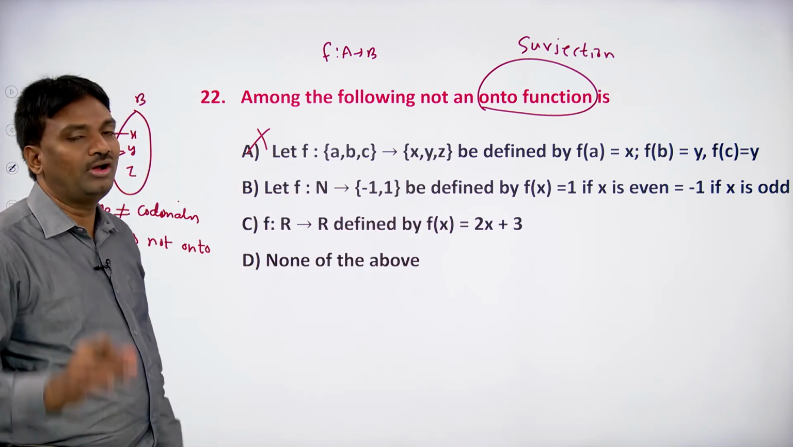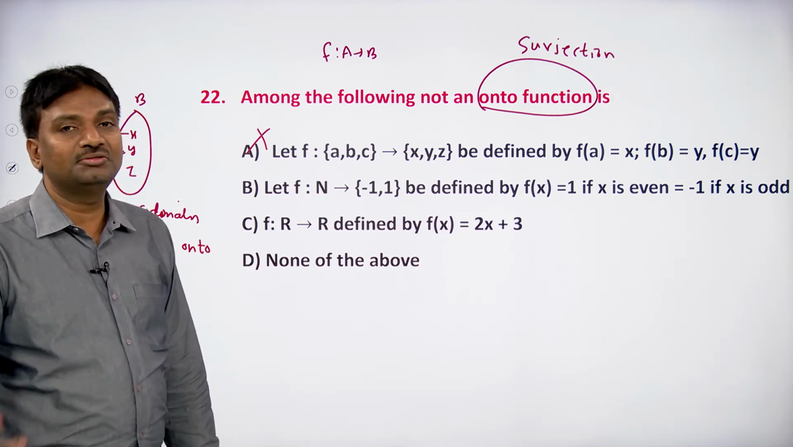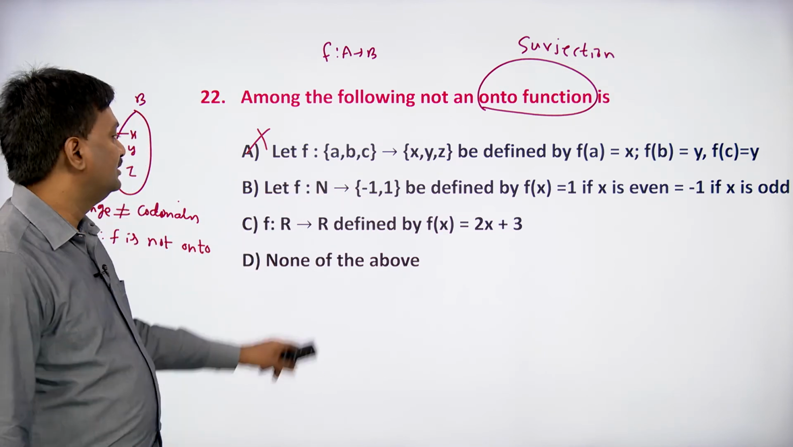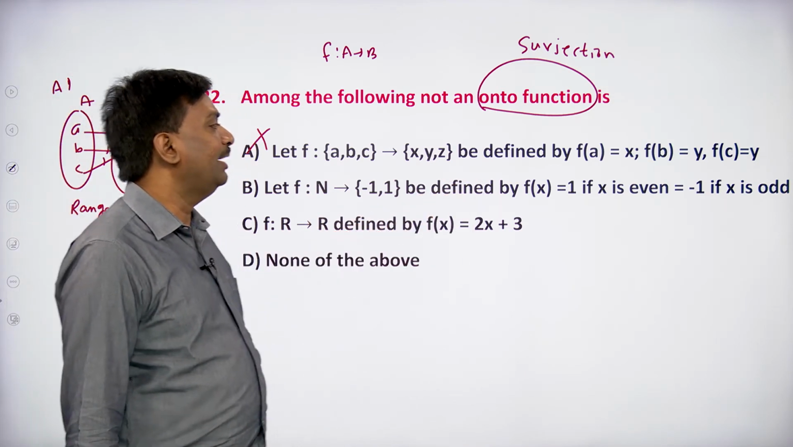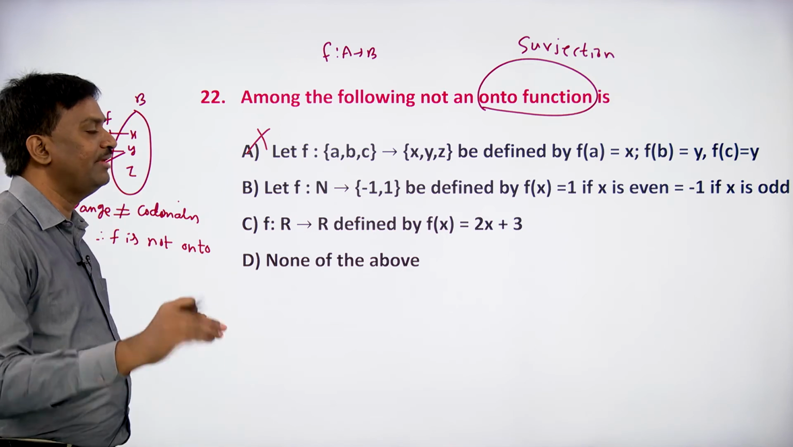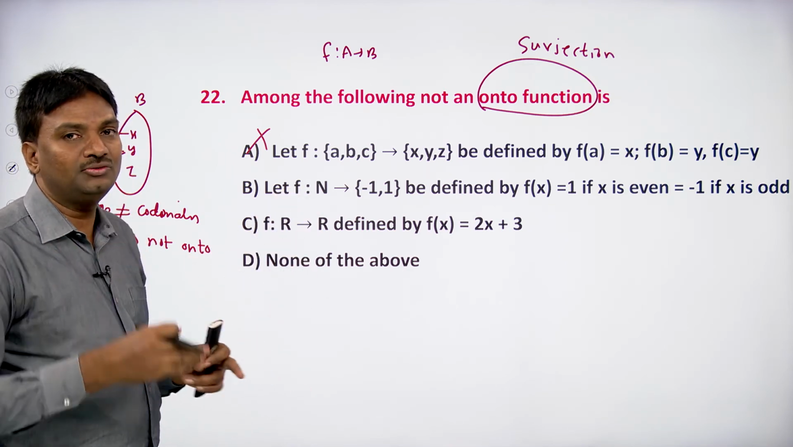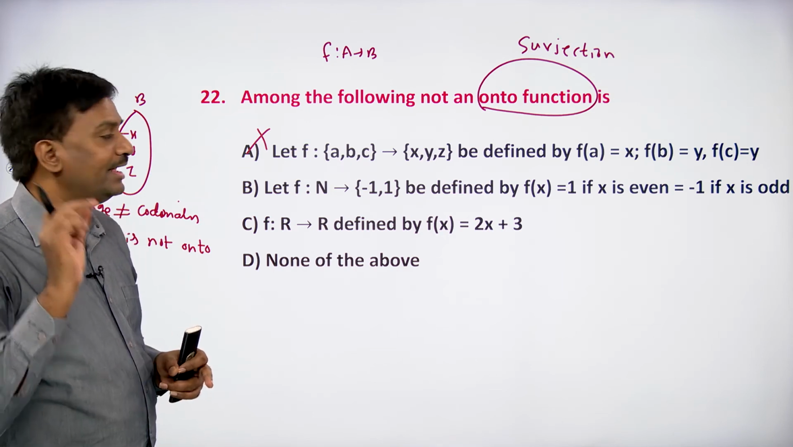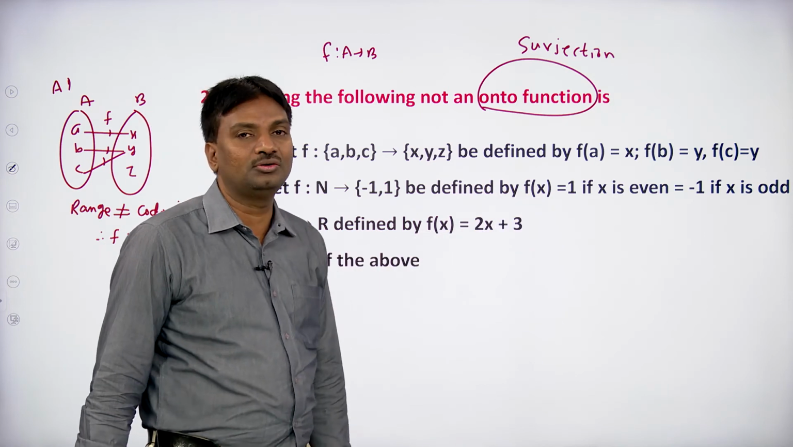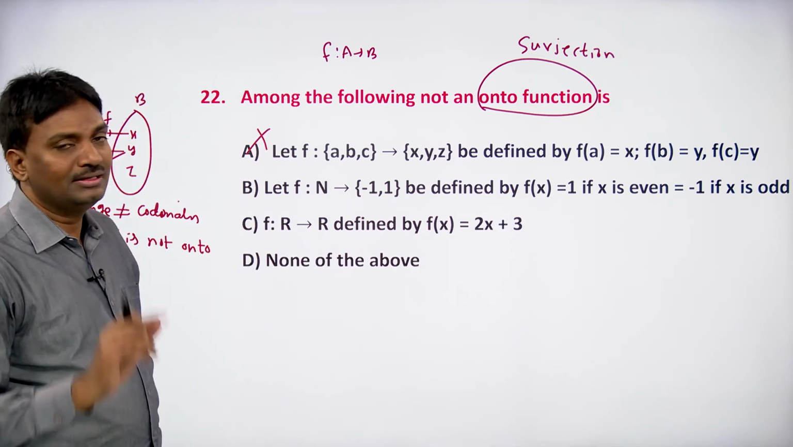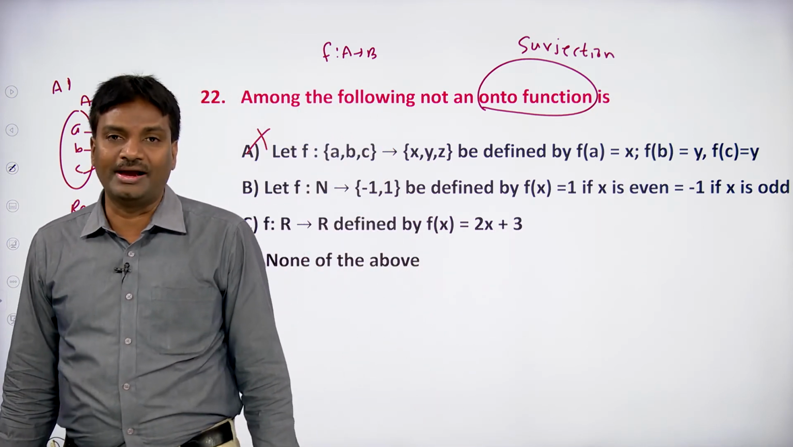So N means 1, 2, 3, 4, 5, 6, and so on, and the range is given as {-1, 1}. So for example, if we take n equal to 1, 2, 3, 4, 5, 6, if we take x is even, meaning 2, 4, 6, then we have to take f of x equal to 1. Next, if we take odd 1, 3, 5, then we can take f of x equal to minus 1.